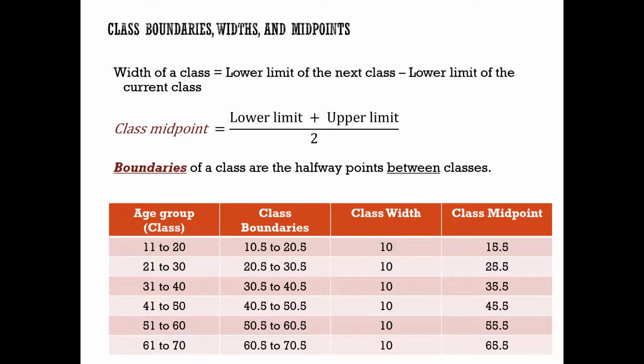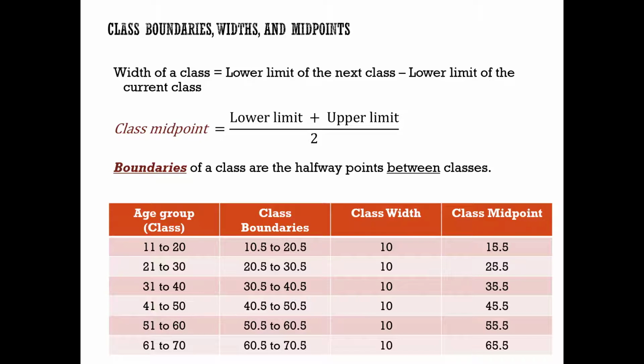So how do you calculate something we call the width of a class? Well, the width of a class is really the lower limit of the next class, the bigger class, minus the lower limit of the current class. When you set your classes up, you're always going to set them so that they're the same width, otherwise the data would not be equally represented. It doesn't make sense. So we need the same width of classes.